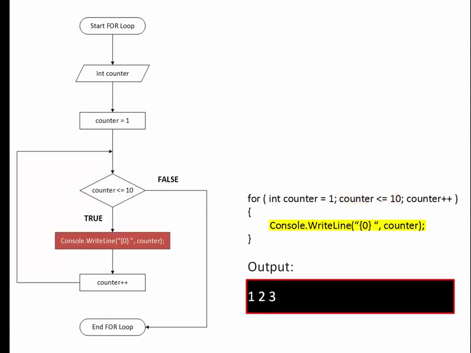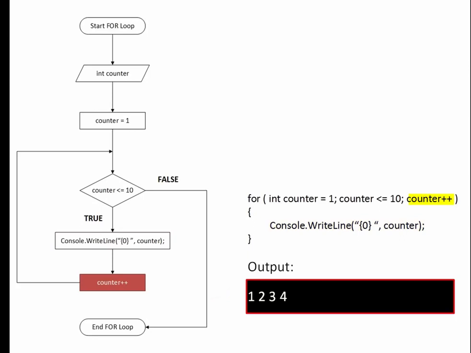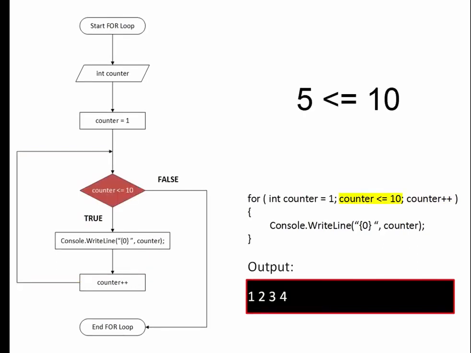This code prints the control variable's current value to the screen. 4 is now displayed. The control variable is updated. The counter of 4 is now 5. We move back to the beginning. The loop continuation condition evaluates to true because 5 is less than or equal to 10, so we continue.